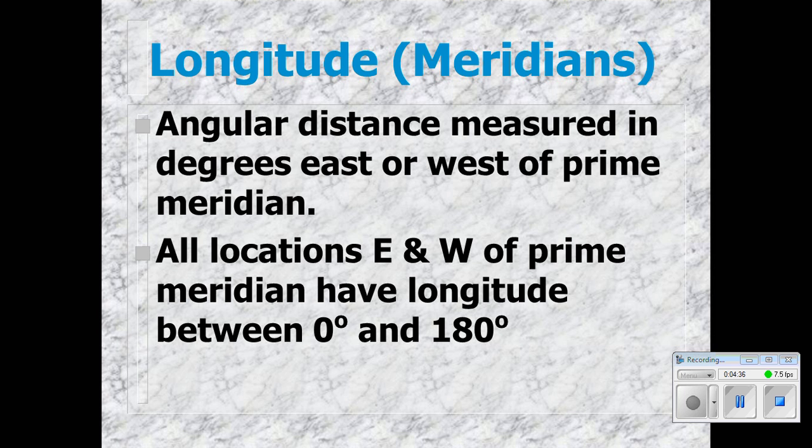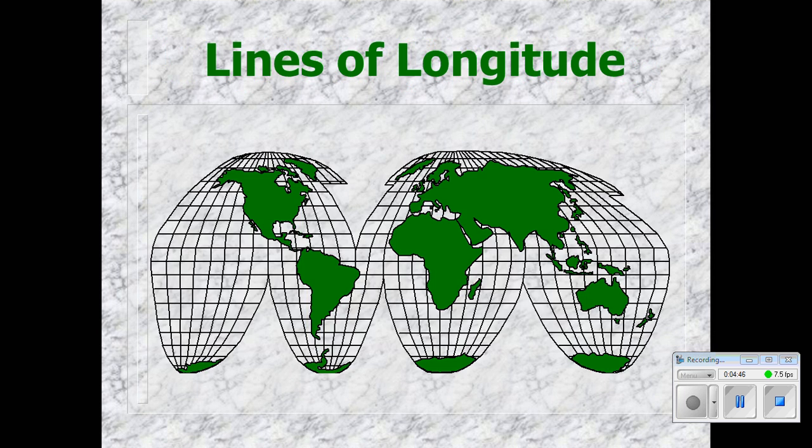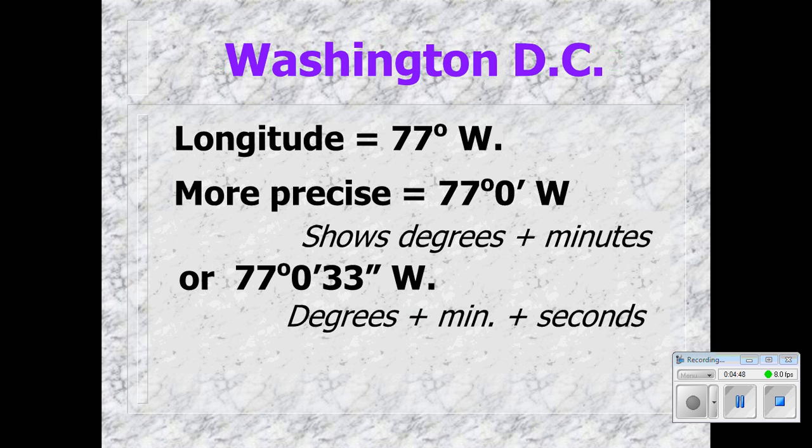So again, I already said the prime meridian has the 0 degree designation, but I wonder if any of you know the name for the 180 degree line. Some lines of longitude. Here we'll keep talking about DC. DC's longitude is 77 degrees west.